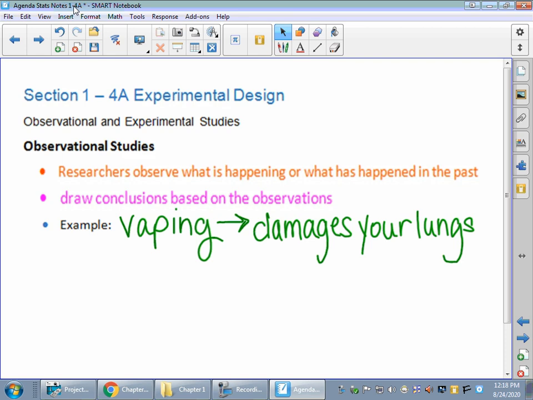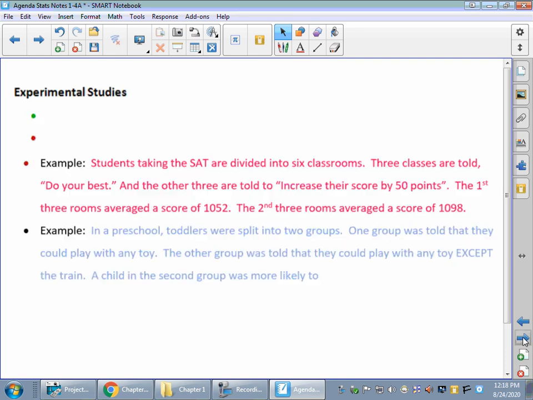That's observational. We just watch. We don't ask somebody to go ahead and vape to see what happens to them. That would not be an ethical decision. But if we observe and then check back with people, we could find things out.